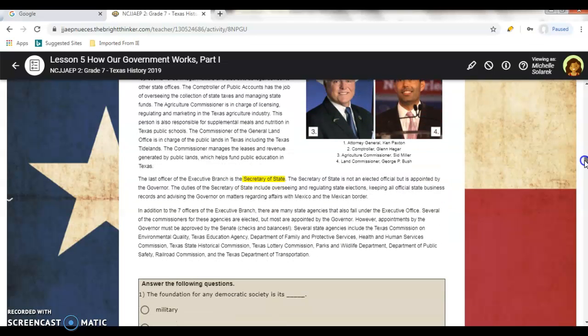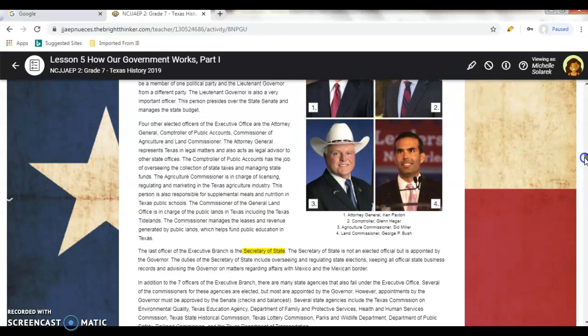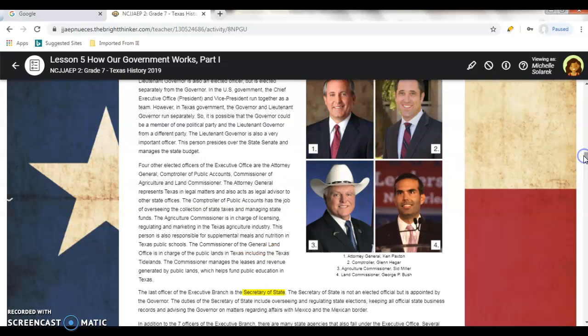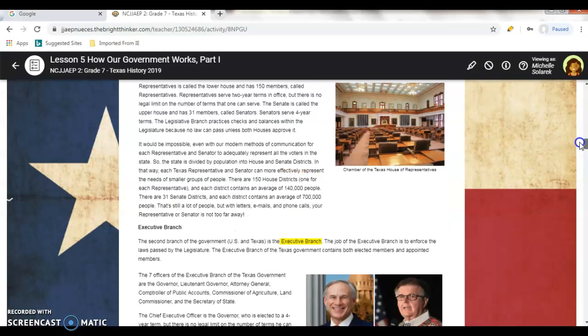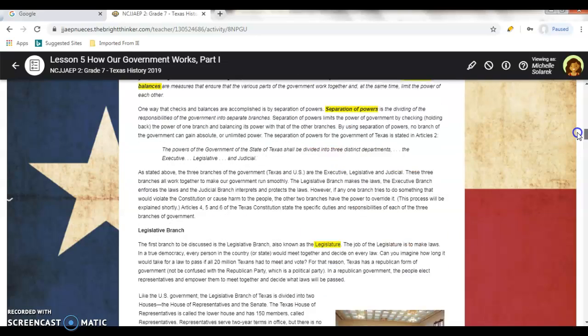Moving on, we have the last officer of the executive branch, which is the secretary of state. It is not an elected office, but is appointed by the governor. The duties of the secretary of state include overseeing and regulating state elections, keeping all official state business records, and advising the government on matters of affairs with Mexico and the Mexican border. With these general commissions, they are the General Land Office, in charge of public lands in Texas, and they control pretty much the executive government of Texas itself.